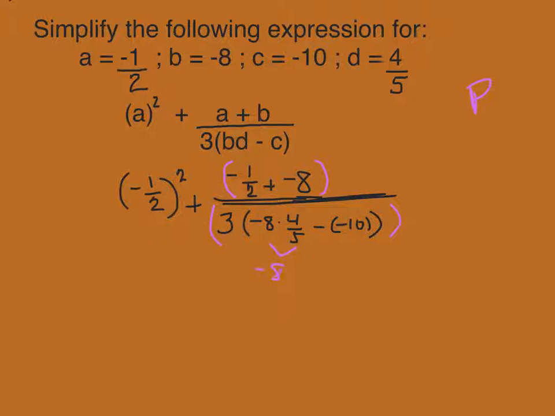So that's -8. I'm going to put that over 1 times 4/5. I keep the top with the top and the bottom with the bottom. So that's -8 times 4, which of course is -32. And 1 times 5 is 5. And from that, I'm going to subtract -10.